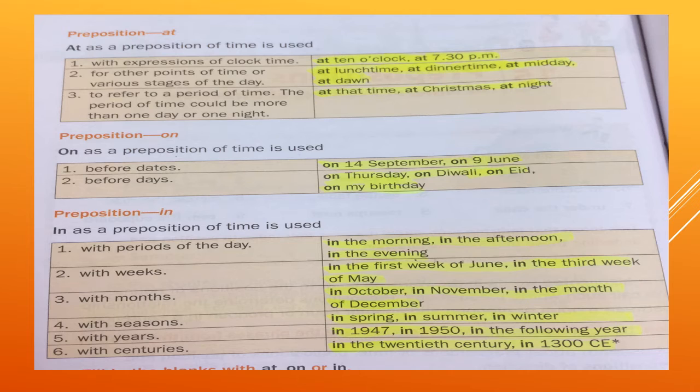Like we use in with years also, like in 1947, in 1950, in the following year. तो हम लोग years की बात करेंगे तभी also we use in as a preposition over there. With centuries, like in the 20th century, in 1300 CE, तो ऐसे जब centuries की बात करते हैं तभी also हम लोग in ये preposition use करते हैं.